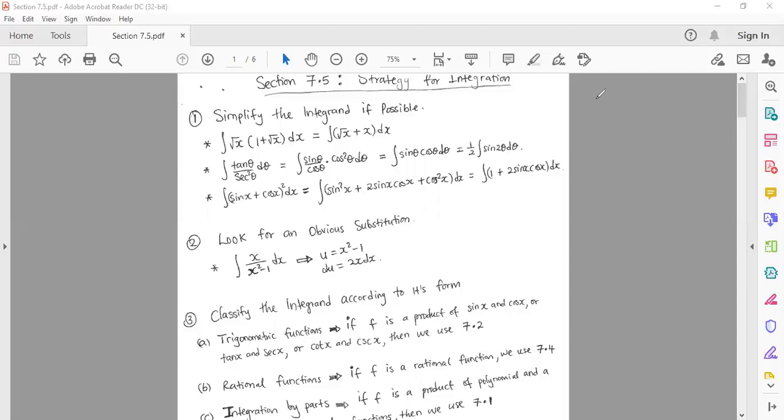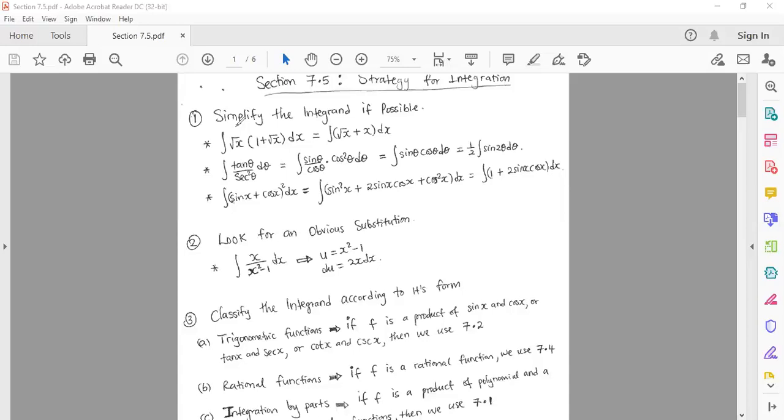Now you need to be very careful when you approach section 7.5 because this is one of the most important sections that you're going to have. This section will give you good advice and it will give you strategy on how to approach your integration question. So let's look at those strategies.